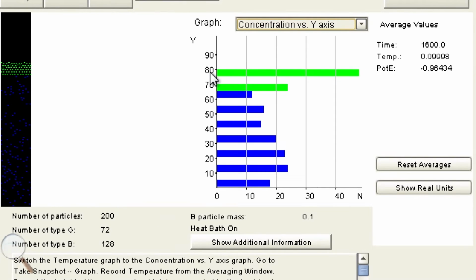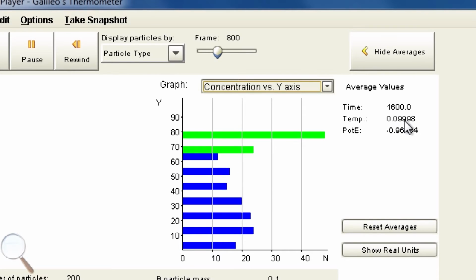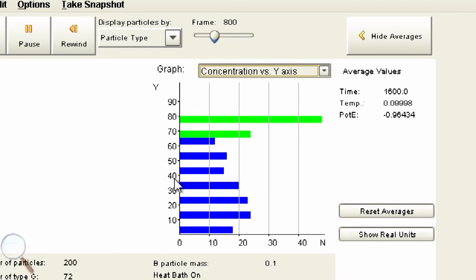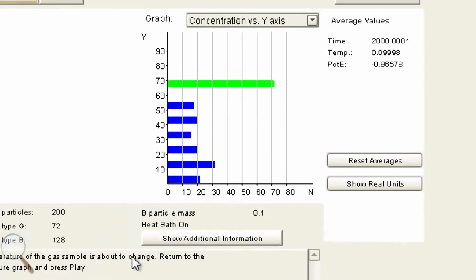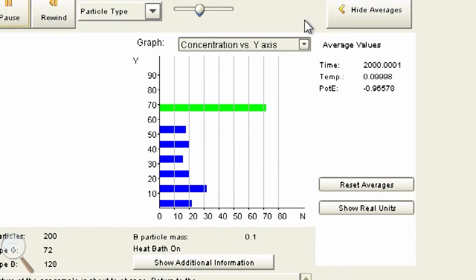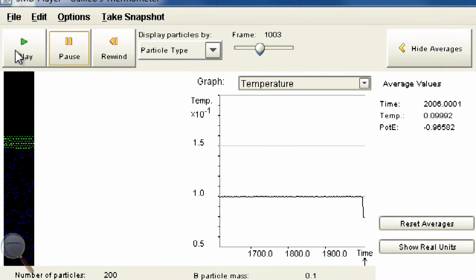Now we are looking at the temperature, and on the y axis this is the concentration, and the temperature is 0.09998, which is almost a reduced temperature of 0.1. So, that is what we record. Now, we play it again, let it move, and the temperature of the sample is about to change. Let us go to the temperature graph again and then play it. Now you will see the change in temperature.